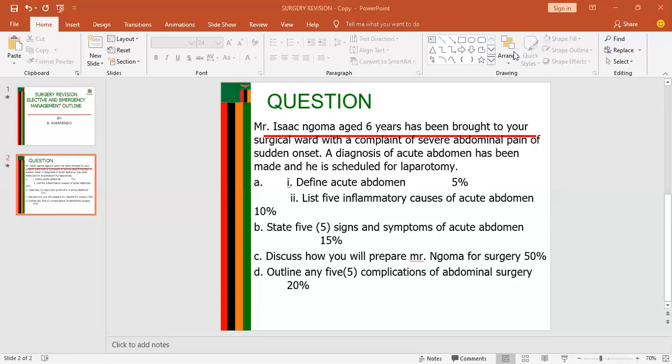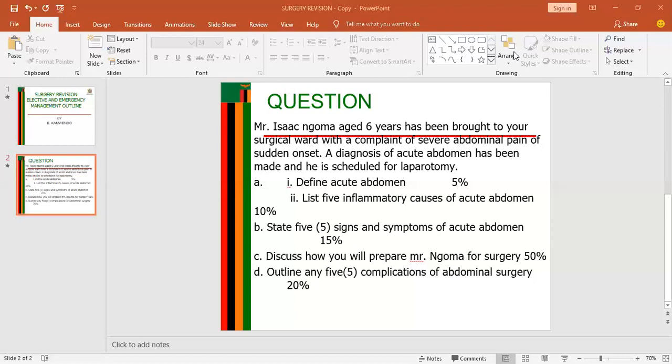If there are 3 marks, it means you just say acute abdomen is an intra-abdominal condition of abrupt onset requiring emergency surgical intervention, meaning that definition will give you 3 marks. But this is 5 marks. You need to even explain what causes the acute abdomen in that manner.